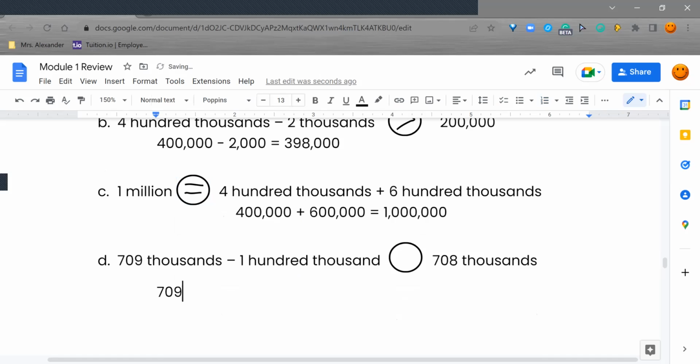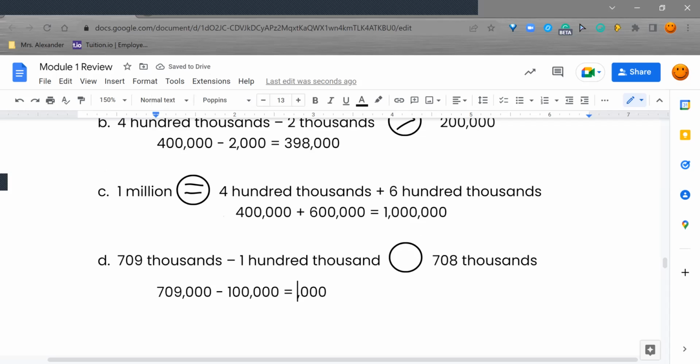I have 709,000. I'm going to subtract 100,000, which would give me, so the first thing I'm going to do is I'm going to do my 3 zeros, 1, 2, 3. I'm going to put my comma.